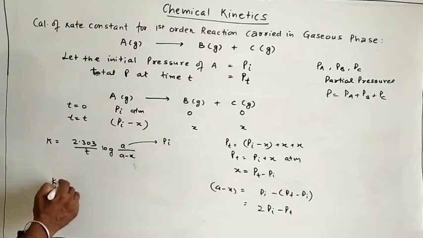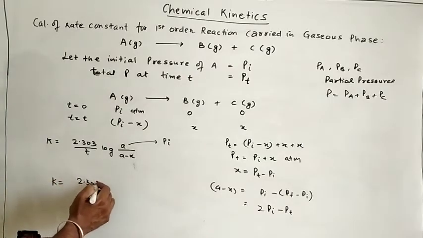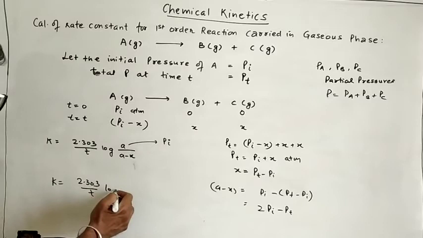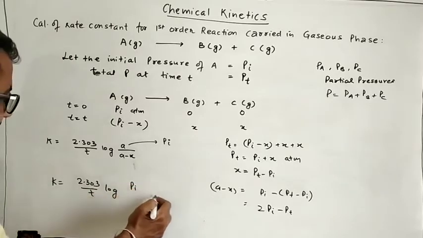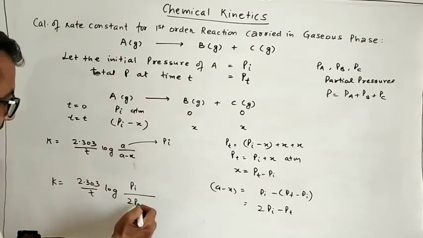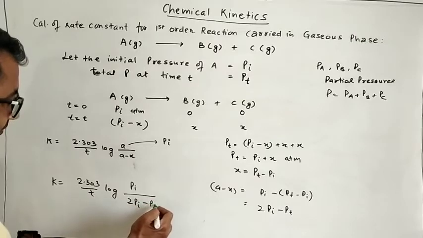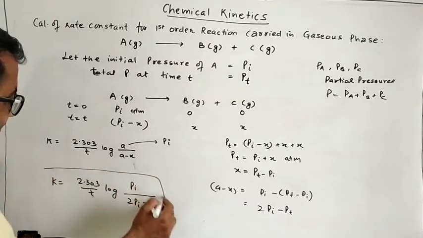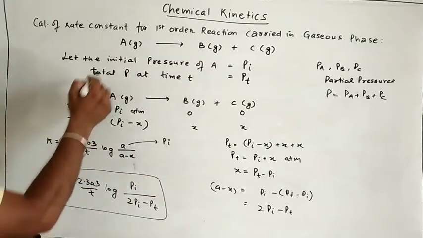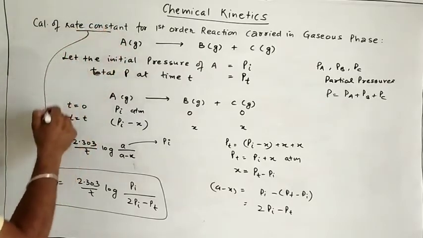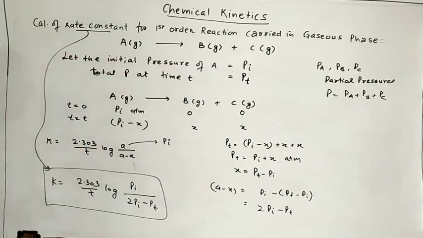What is now K? It is 2.303 by T log. Here we have Pi, and here we have 2 Pi minus PT. So this is the rate K, that is the rate constant for the reaction in the gaseous phase. So this we can calculate.